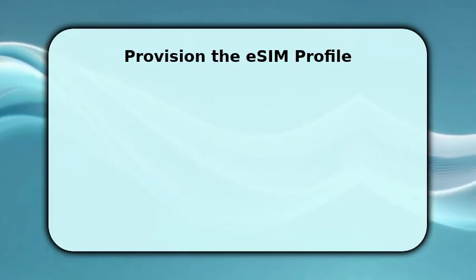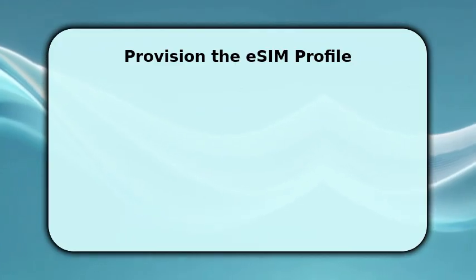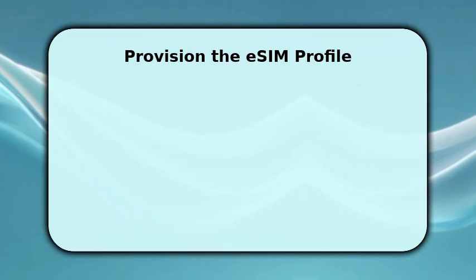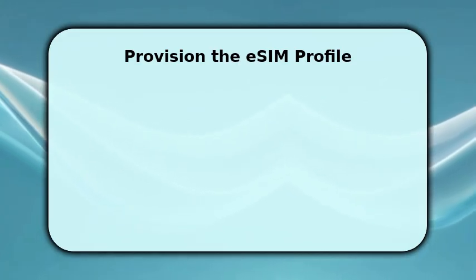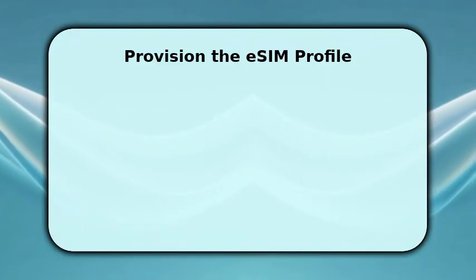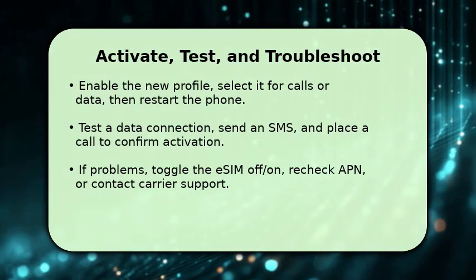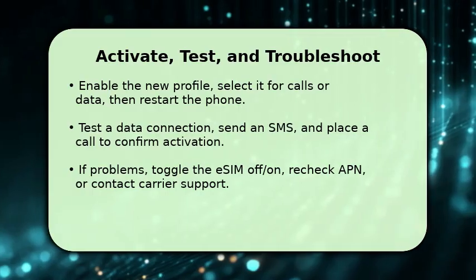After the download completes, you'll assign a label and decide whether this profile is for data, calls, or both. Make sure to review APN settings if your carrier requires custom values to avoid data issues. You finish by enabling the newly installed profile and selecting whether it handles calls, texts, or mobile data.